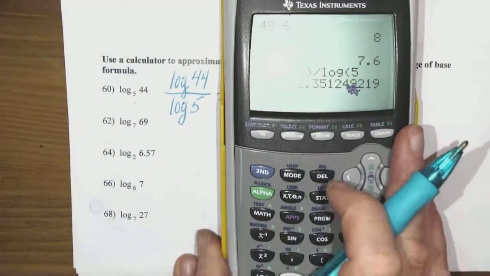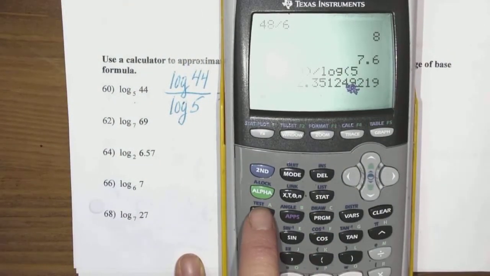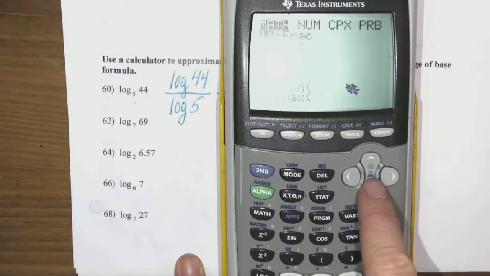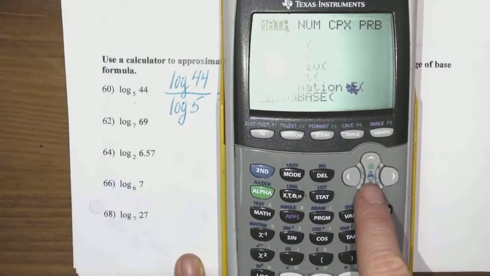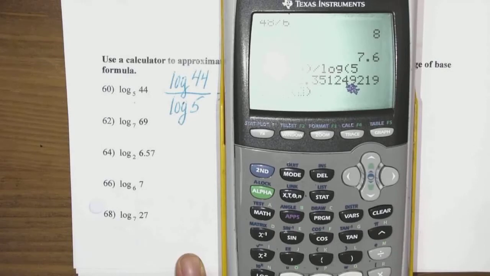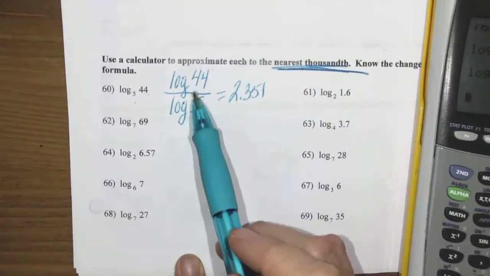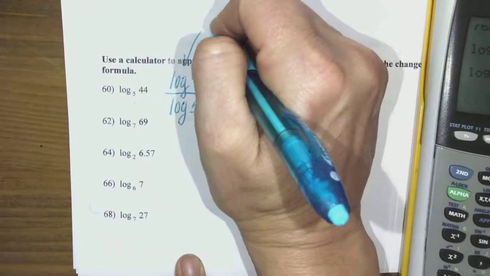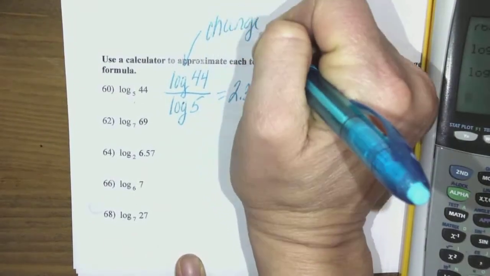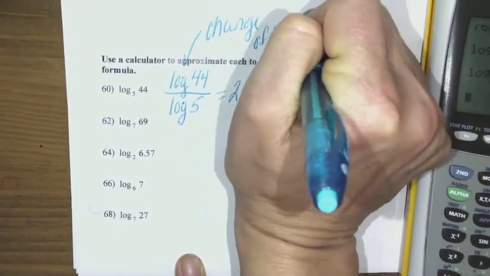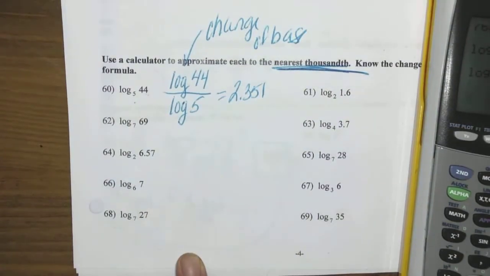Yeah, I realize that there is a button on your calculator. You can hit math and scroll down till you get something that says log base, and you can put these in, log base 5 of 44 right away. Not all calculators that you will be allowed to use in college will have that. So you can use the change of base. That's what that's called, change of base. So please try that for 60 to 69.